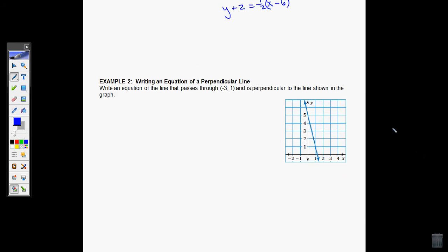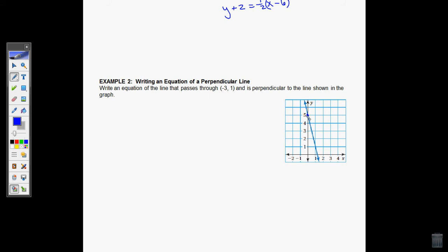Now let's look at perpendicular, because perpendicular is a little bit trickier because we have to do negative reciprocal. It's not just the same slope, it's negative reciprocal. So I want to write the equation of a line that passes through a specific point and is perpendicular to the line shown in the graph. Alright, so this is even more tricky because I'm not just given an equation, I can take the slope. I actually have to find the slope given the graph.